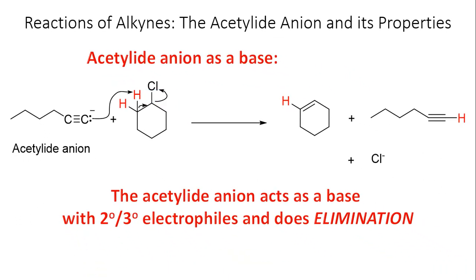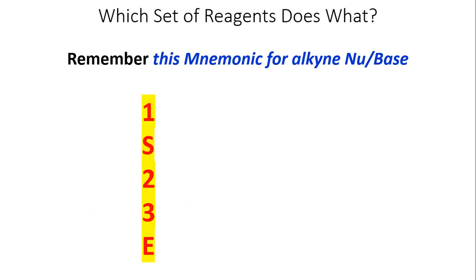And if you remember, eliminations always give you multiple bonds in the product. You're either going to get a double bond or a triple bond in the product. And so this cyclohexene ring here is my elimination product. And then the proton transfer happened between the hydrogen and the acetylide anion. That's shown here, and then chlorine is my leaving group. So the acetylide anion, if you put it in the presence of a secondary or tertiary electrophile, is going to do elimination, right?